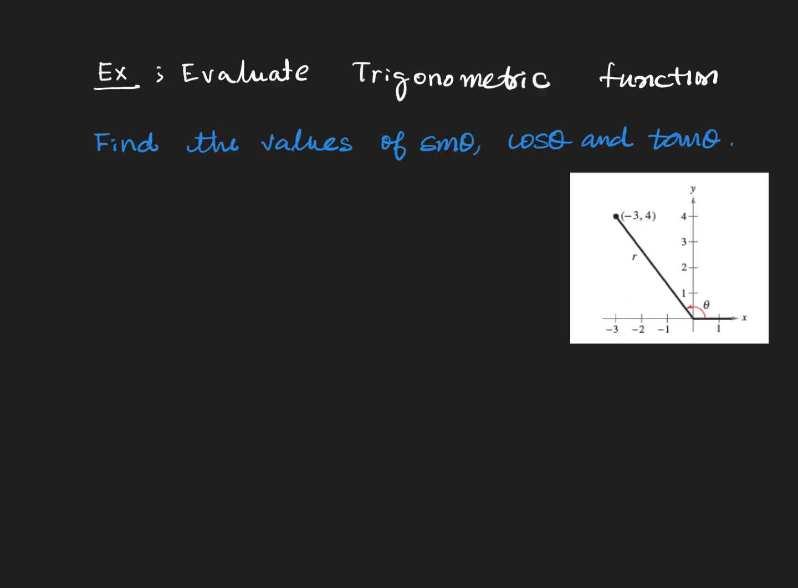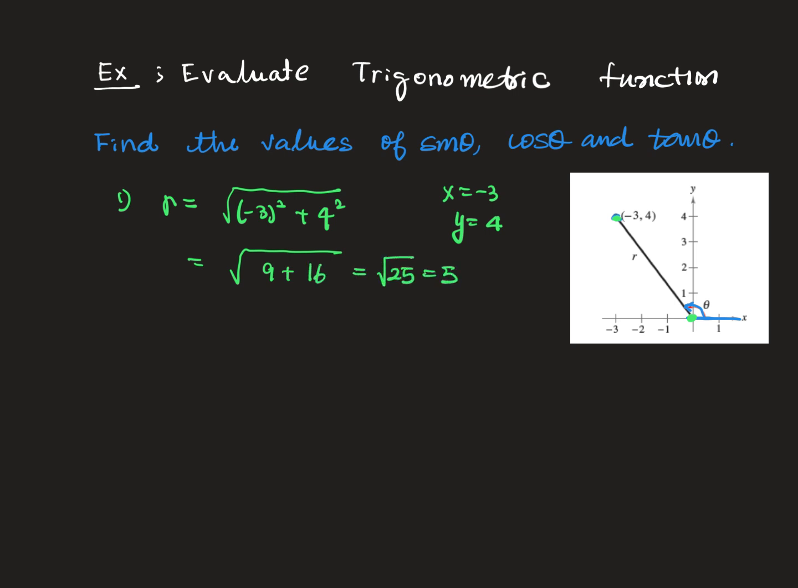Let's have an example. They give the point negative 3 and 4. You plot this point. Then we are talking about the angle from the initial side to this terminal side. First thing you have to do is find the r value. r is the distance from the origin to negative 3, 4. The square root of x equals negative 3 squared plus y equals 4 squared, so the square root of 9 plus 16, the square root of 25, that's 5. So you find 5, that's the r value.